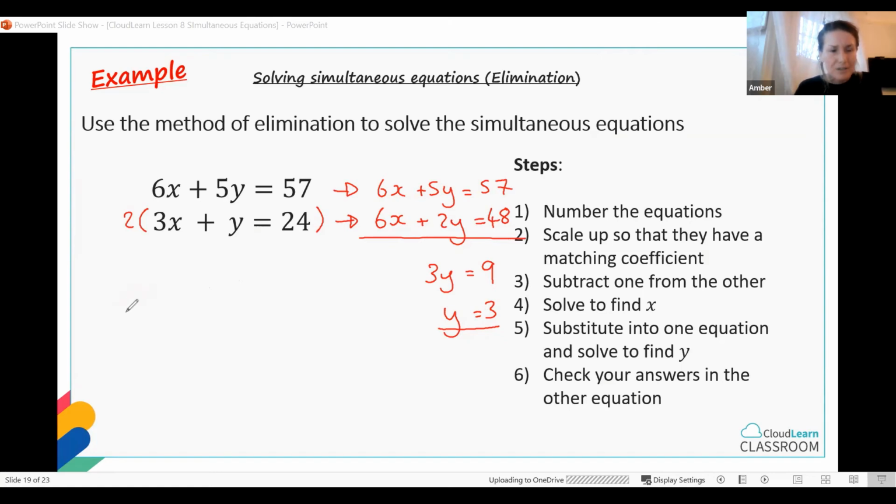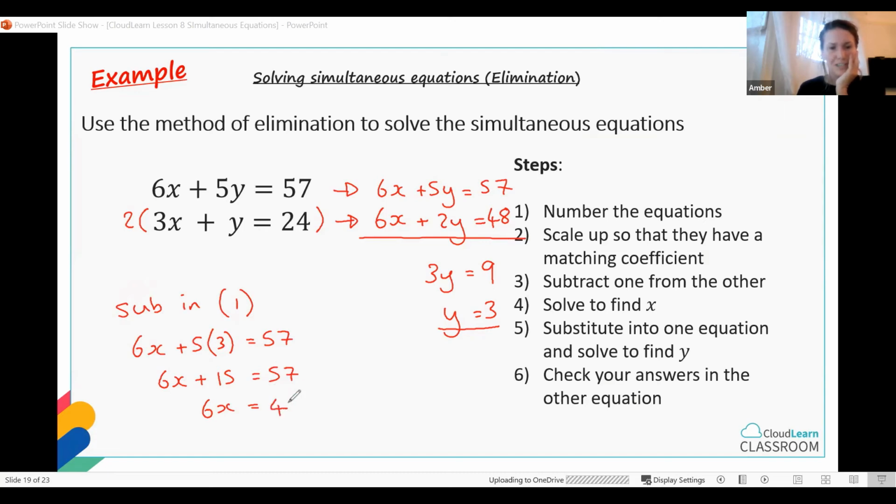And now I'm going to substitute in. This is where numbering them would have been useful. I'm going to pretend I called that first one 1. And I'm going to have 6x plus 5y, and y is 3, is equal to 57. So 6x plus 15 is equal to 57. 6x then is equal to 57 minus 15, which is 42, and x is equal to 7.